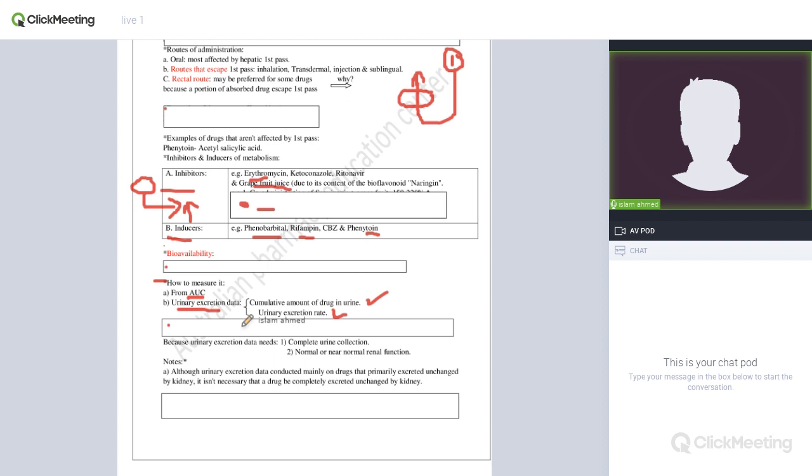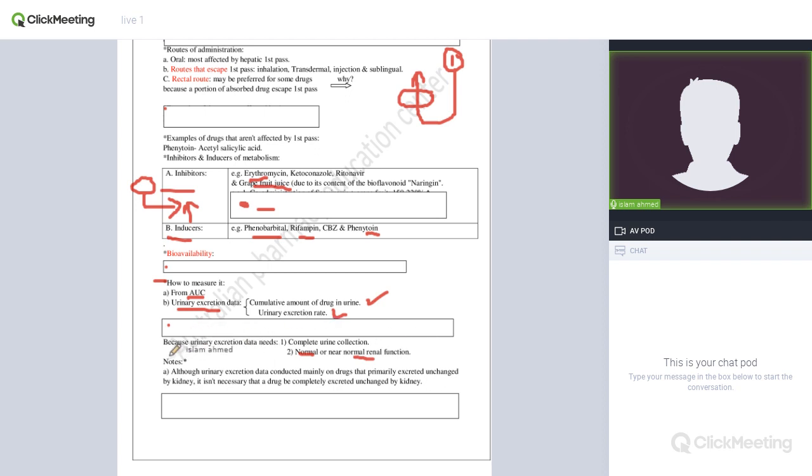That's because to determine the urinary excretion data, we need a complete urine collection, which is not suitable, and normal or nearly normal renal function. It has to be, so it's not suitable for the patients that are renally compromised.